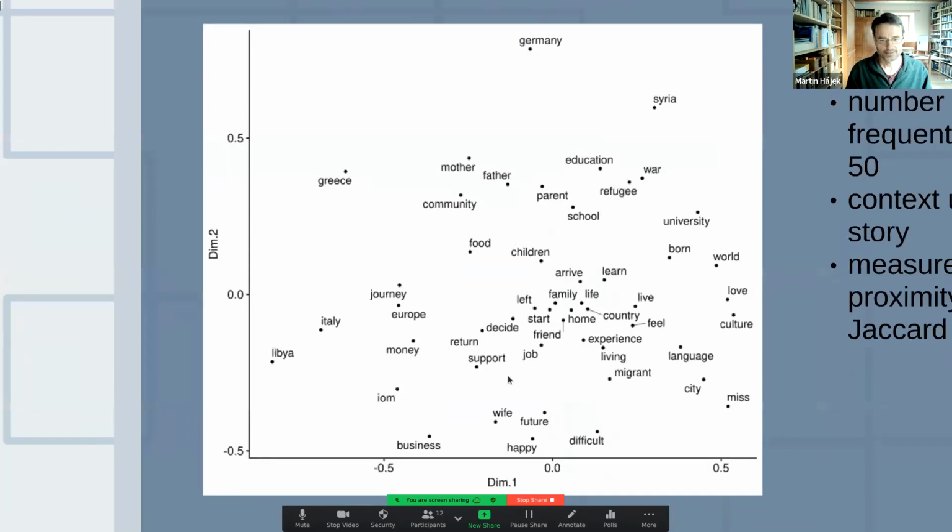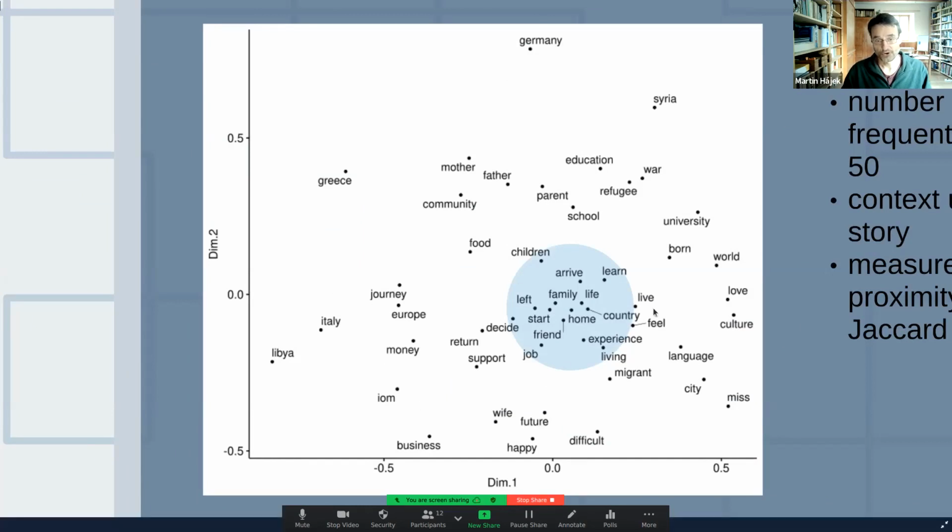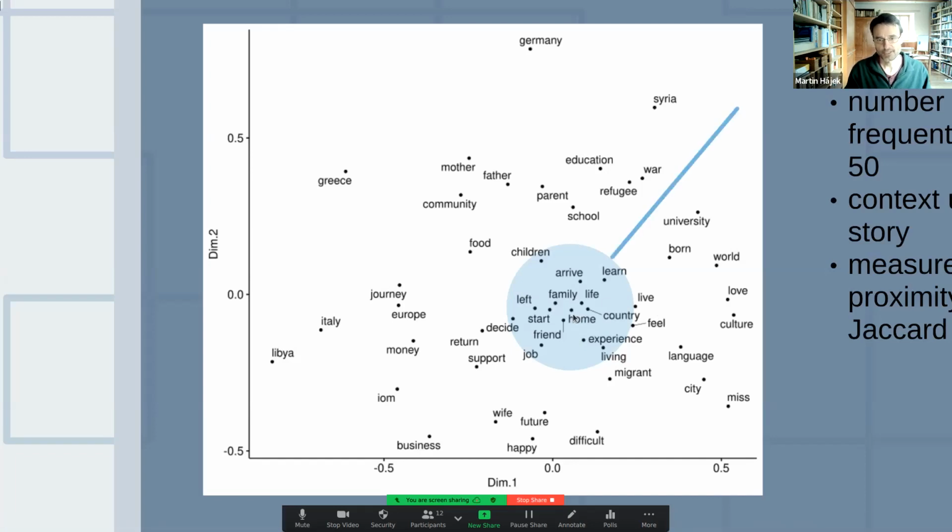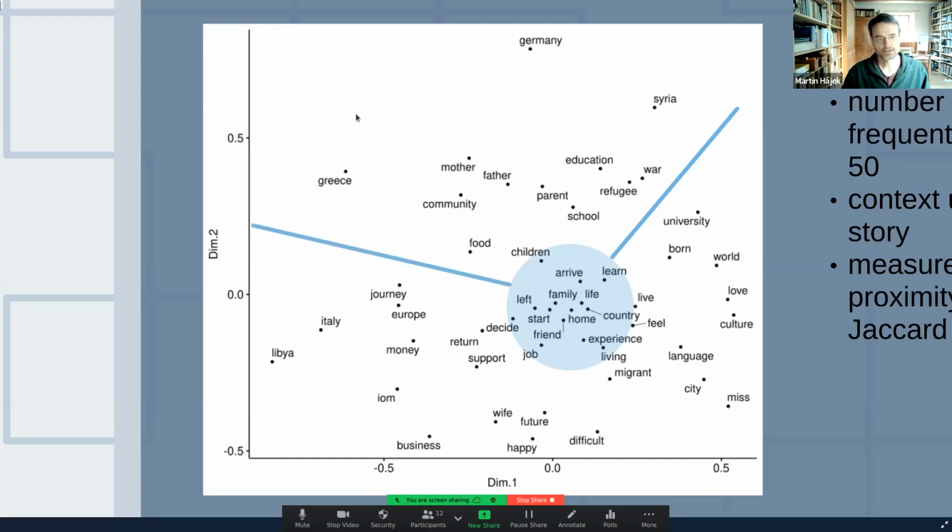And regarding the interpretation, first I located this core. It means the words that are very frequent and co-occur frequently. So this is the core. And next, I made segments because, as I said, the words in the periphery are not as important as words closer to the core. So that's why I made these concentric segments.